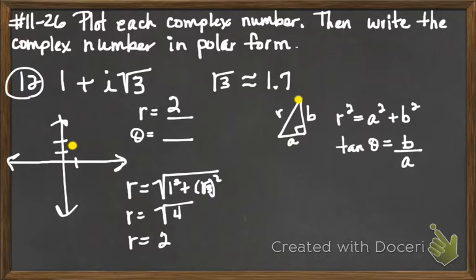All right, let's do our theta. Let's find the angle of rotation to that point because we're going to polar form. So our b value is what?